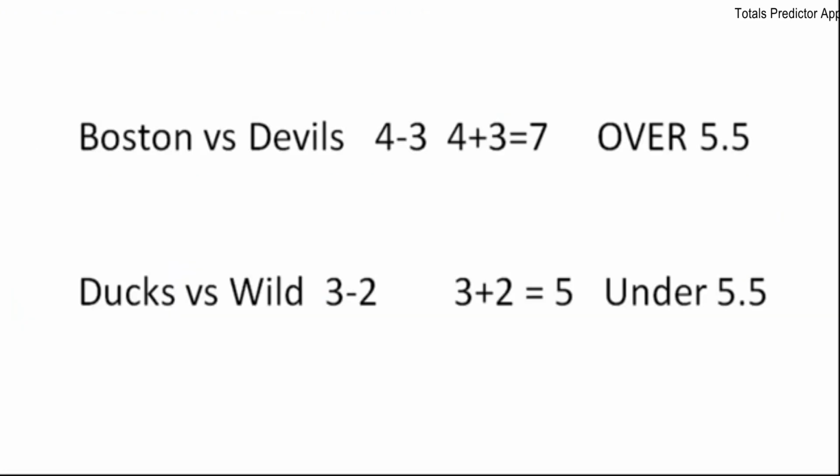If you're totally new to betting, here is a simple example for you to understand game totals. For example, Boston is playing against the New Jersey Devils, and the score is 4-3. Now we need to add up both the team scores, so that's 4 plus 3, which equals 7, which means that was over 5.5 goals. So if you place a bet for over 5.5, then you would have won. Another example is the Ducks against Wild. The score was 3-2. 3 plus 2 equals 5, which means this game was under 5.5. So if you played under 5.5, you would have won.